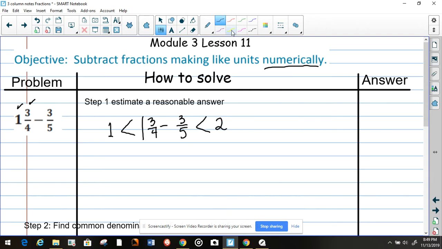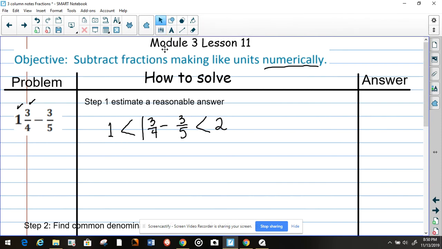How do we come up with that as a reasonable answer? Well, we have 1 and 3/4. This is almost 2. And if you look at 3/5 based on the numerator and the denominator, 3/5 is less than 3/4. So the answer is going to be between 1 and 2. That's what you call trying to reason with what the answer would be.